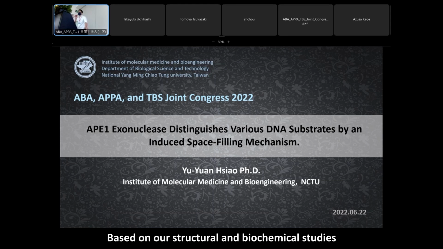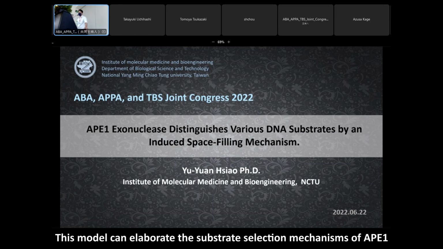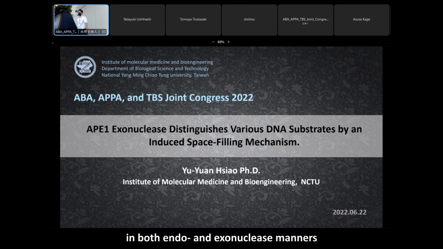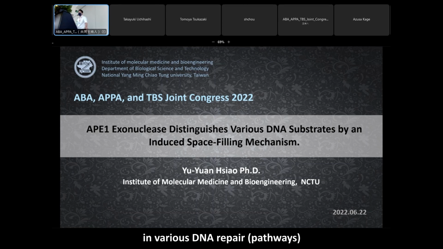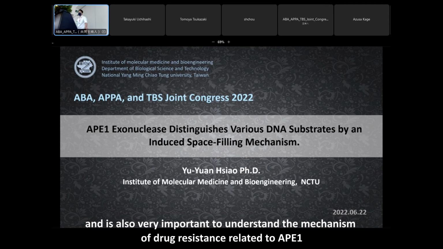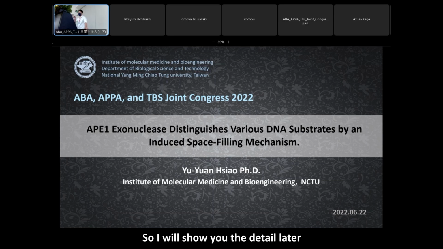Based on our structure and biochemical studies, we established a model named the induced space filling model. This model can elaborate the substrate selection mechanism of APE1 in both endo and exonuclease modes. And the study is also very important to reveal the cellular function of APE1 in various DNA repair, and also very important to understand the mechanism of drug resistance related to APE1. So I will show you the detail later.